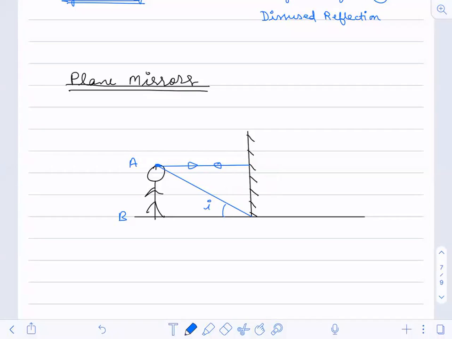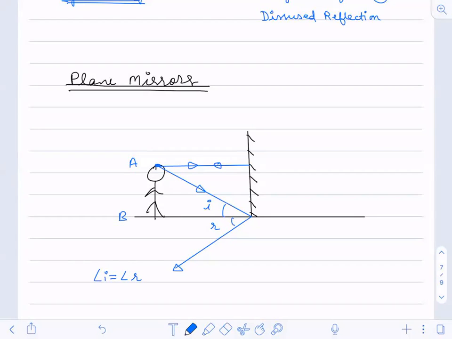Now, how will the reflection happen here? Will it go like this? After reflection, will it follow like that? Because I has to be equal to R. Yes or no? Using the laws of reflection, angle I must be equal to angle R. Correct? Now, these are the two incident and reflected rays.